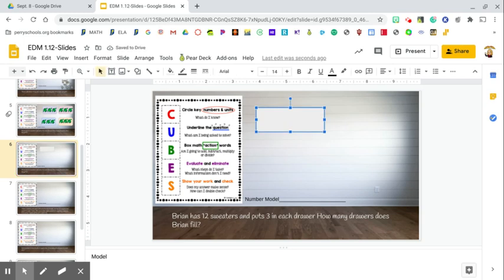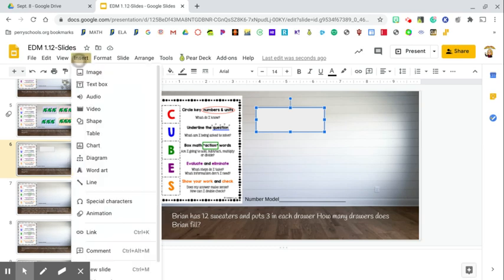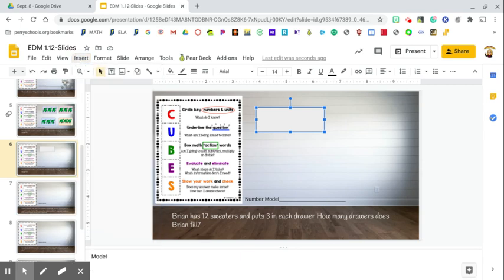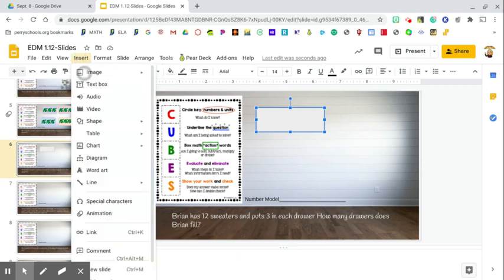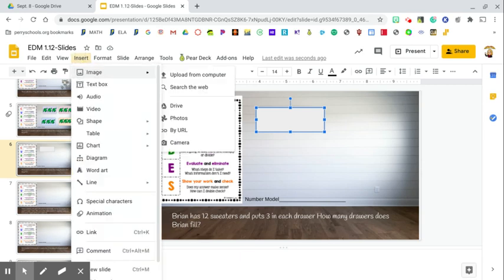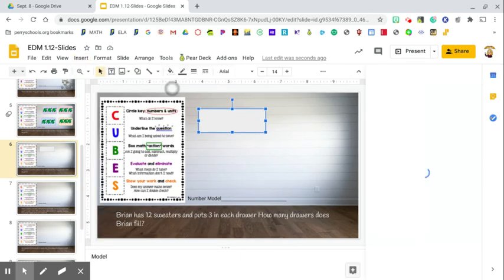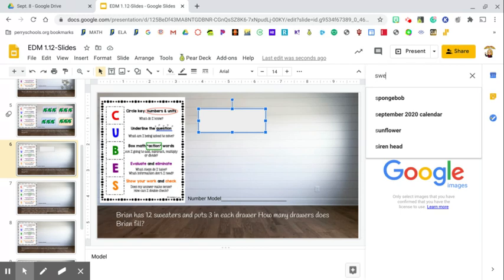Now, I don't know how many drawers to draw, even though I just solved this problem, but I'm going to pretend that I don't, and I need to put in there 3 sweaters. You can't really write on this, so what you will have to do is to insert. So go up here to the top where it says insert, and you're going to go to image, and we're going to go to search the web. And I'm just going to search for sweater.